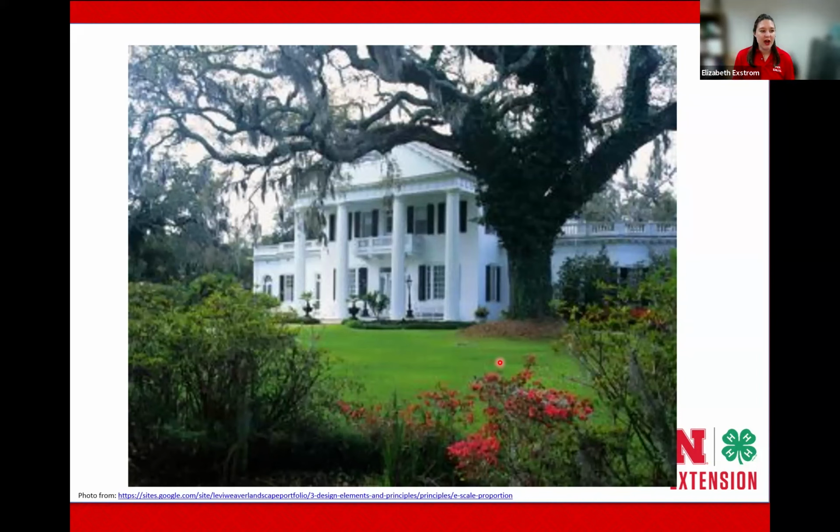What's this going to add to my landscape? What's it going to provide? Because in this instance, this is a great opportunity for a large house to have a large tree out front, and they look like they should go together. It's not like one is dwarfing the other.